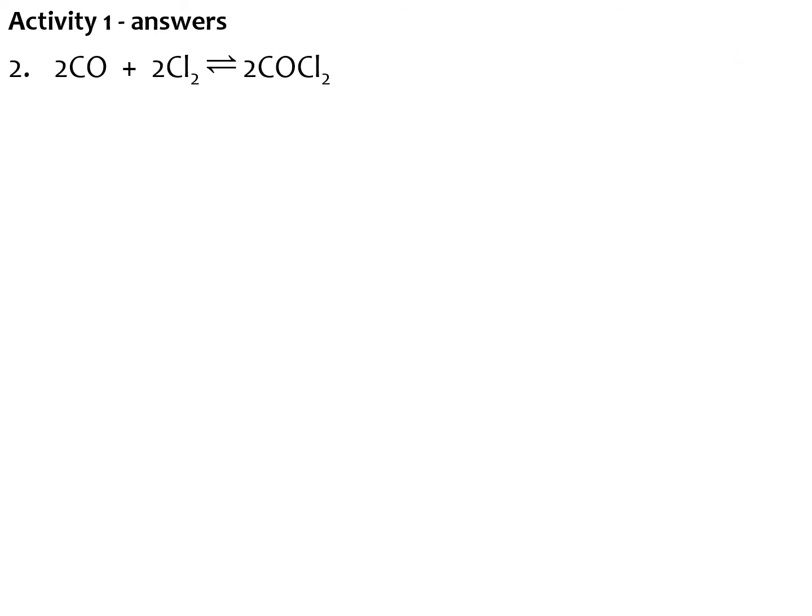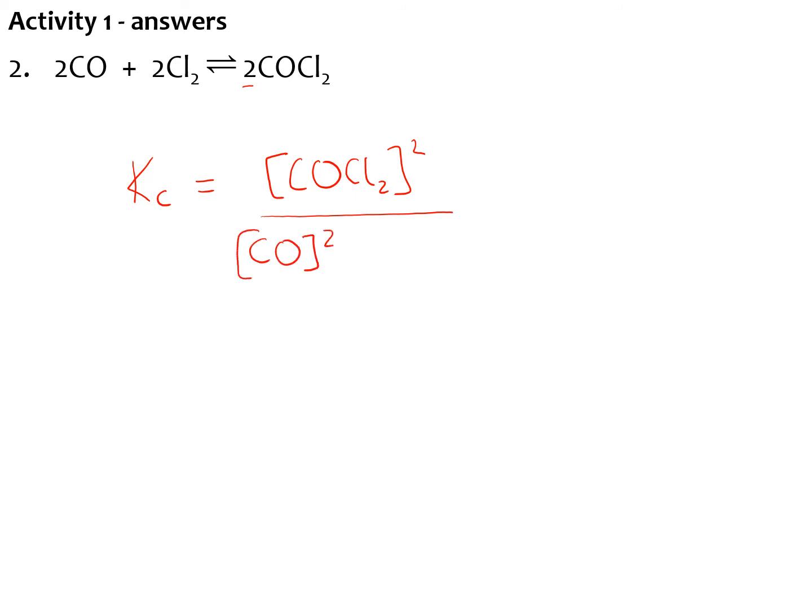Question 2, Kc would be, again, the products over the reactants, which in this case we only have one reactant, so it would be CoCl2 squared because it has a stoichiometric ratio of 2. And then we have carbon monoxide squared times Cl2 squared. So that's the Kc expression there, products over reactants.